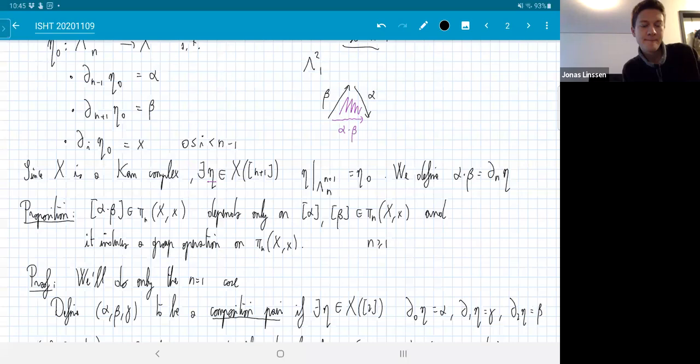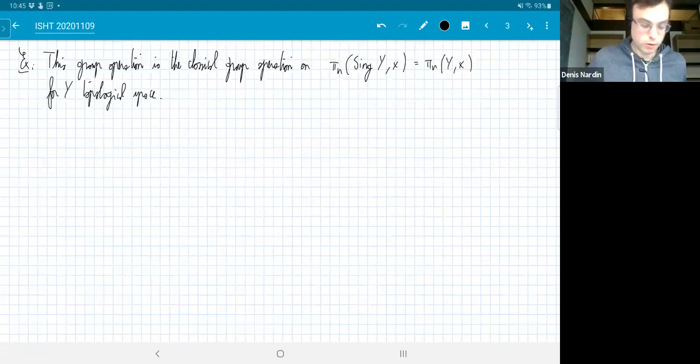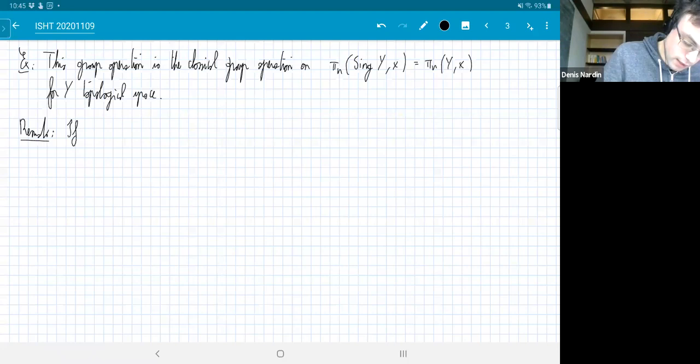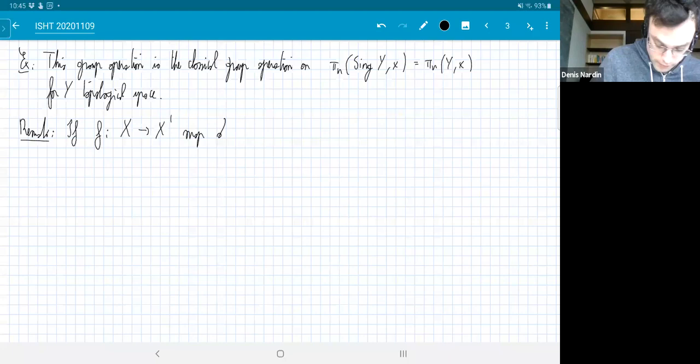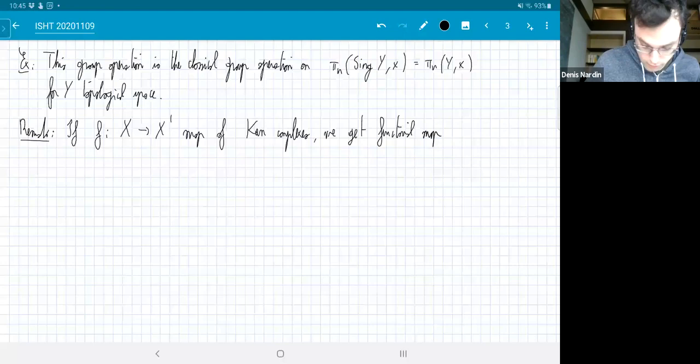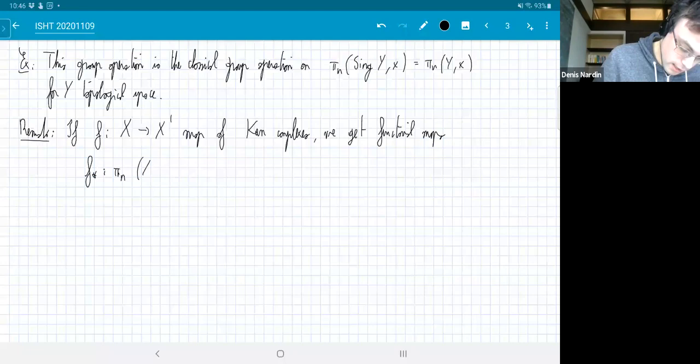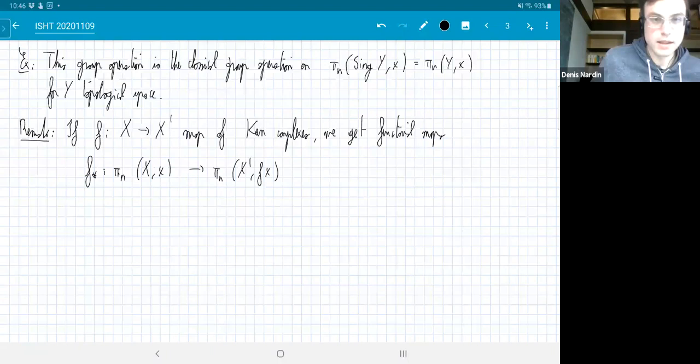Okay, good. So we have homotopy, we have a notion of homotopy groups. And actually, let me put a remark. If F from X to X prime is a map of Kan complexes, we get functorial maps F lower star from pi n of X, x to pi n of X prime, F of x. We just send the class of alpha to the class of F of alpha.